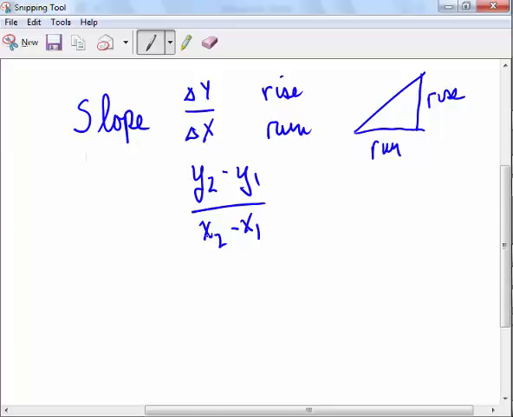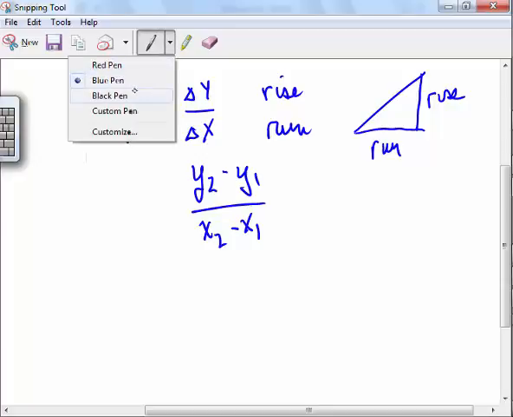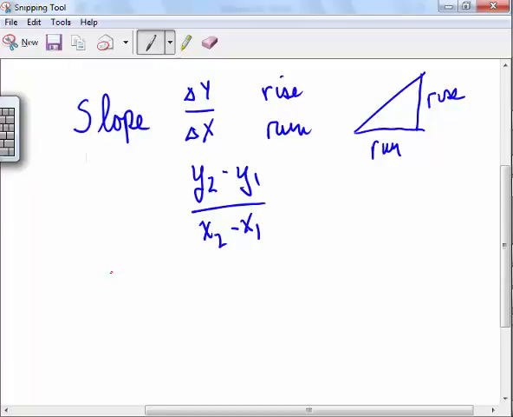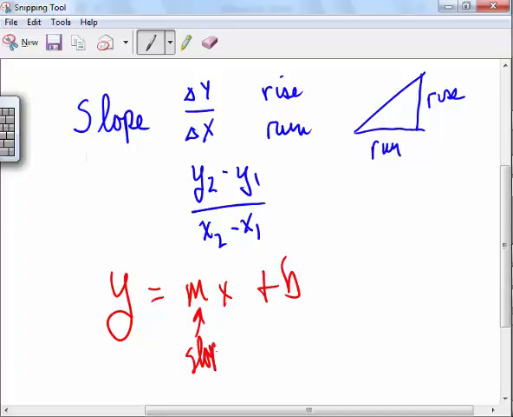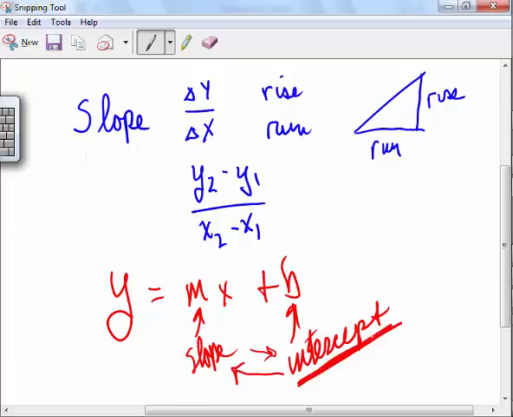But the important thing to remember is that these are the intercept-slope form of the equation. Y equals mx plus b. This is the slope, and this is the intercept. Now our book calls it the slope-intercept form because the slope comes before intercept. I call it the intercept-slope form so that you remember you start at the intercept and then you do the slope.